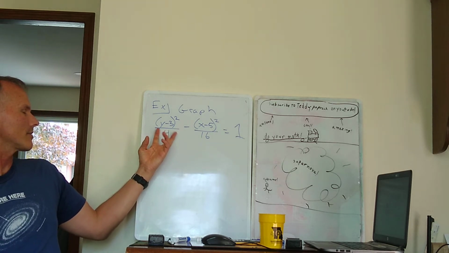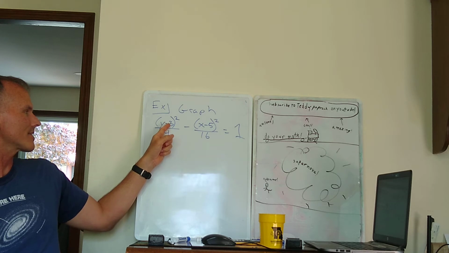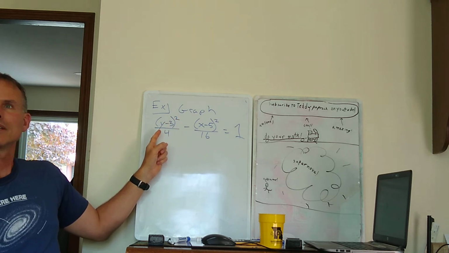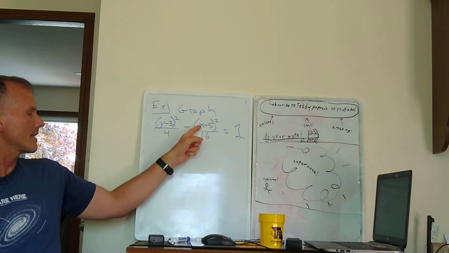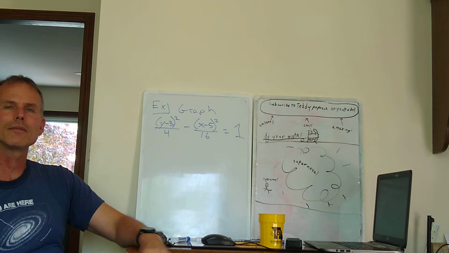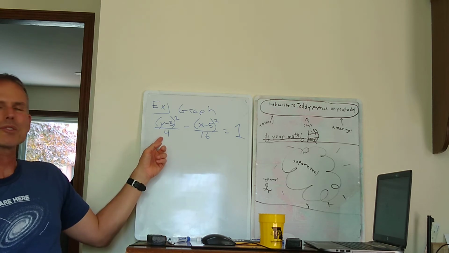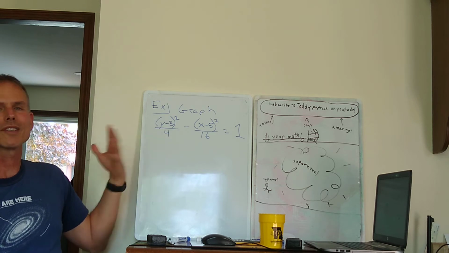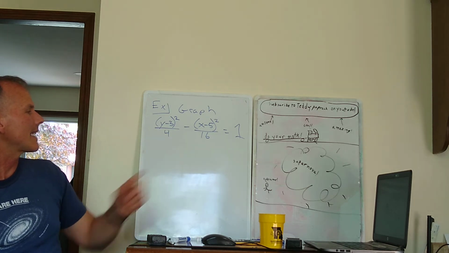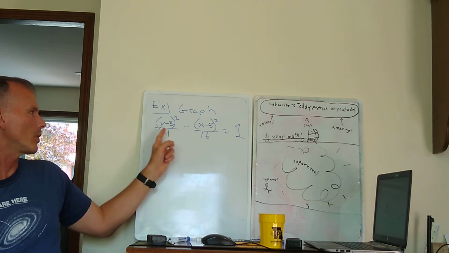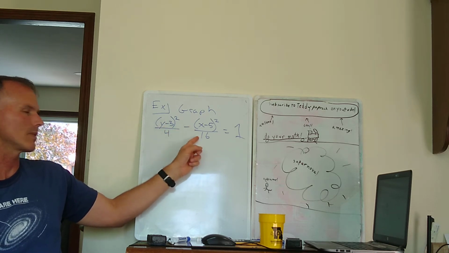I have a term with y minus k squared over a variable squared. I have a term with x minus a quantity squared over a, I said a variable squared over there, but that's not really necessarily correct. It's just over a number, okay? And I have a 1 over here, and I have a minus sign in between the terms. One of these two terms is positive, the other one's negative.